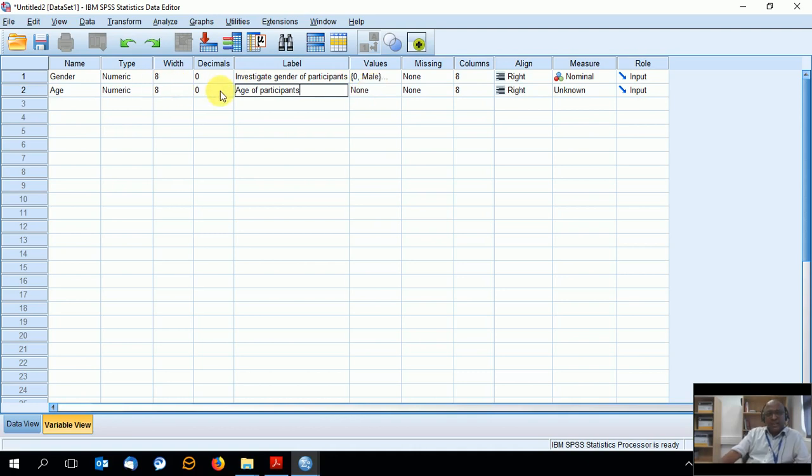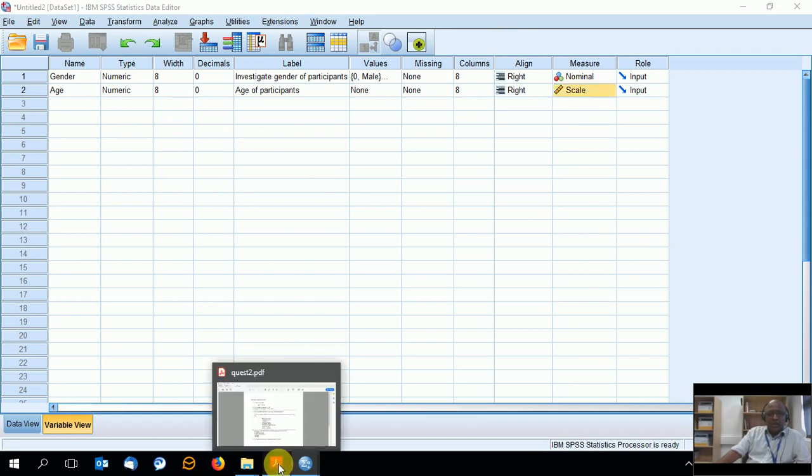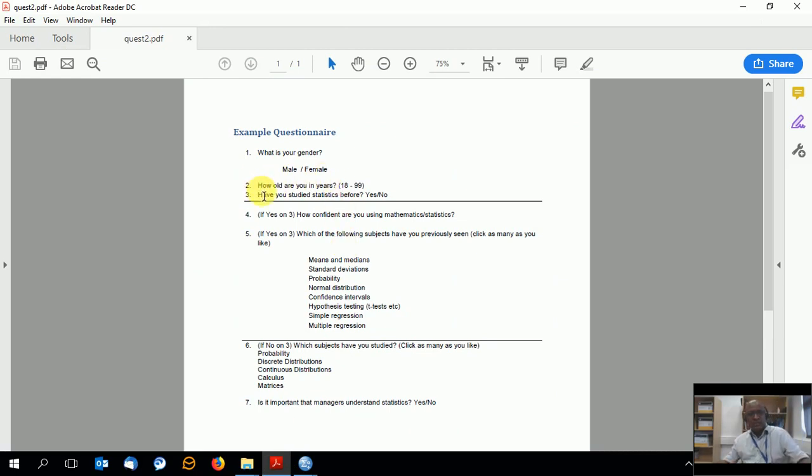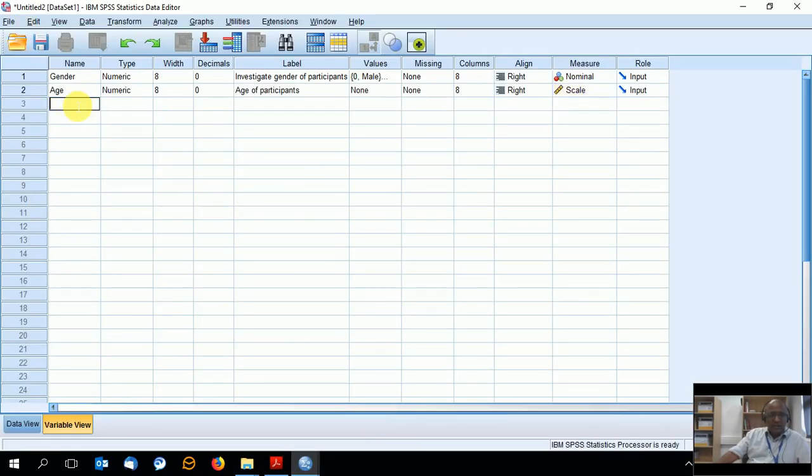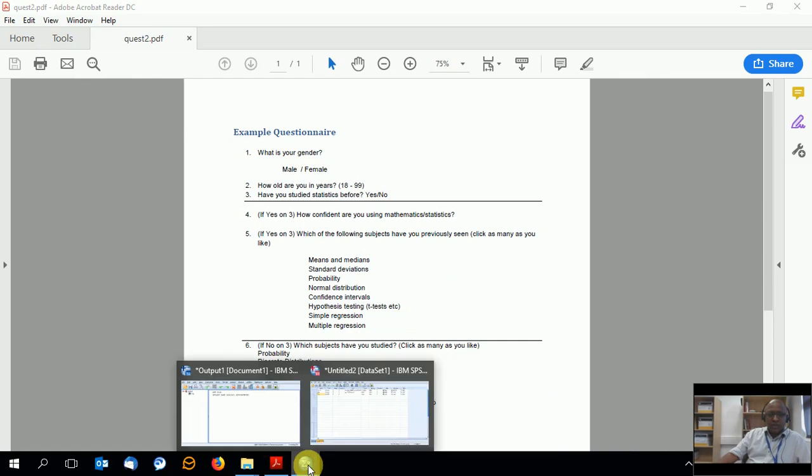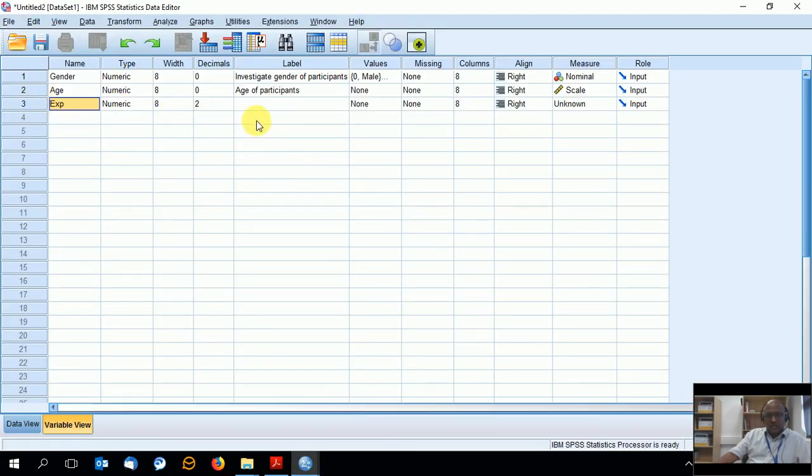Clearly I'm not going to assign numbers to numbers, so the values will be by default numeric anyway. So I'll keep this as default none, and the missingness as well none. And if I come here, if you recall, scale is used for quantitative data, so I'm going to choose scale here. The third one, have you studied stats before? So what I can write is, up to you, experience in stats.